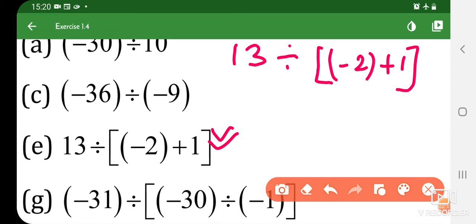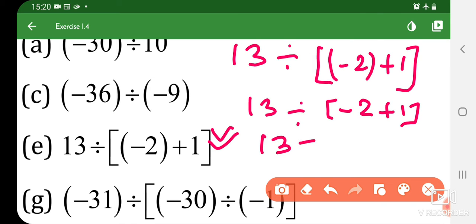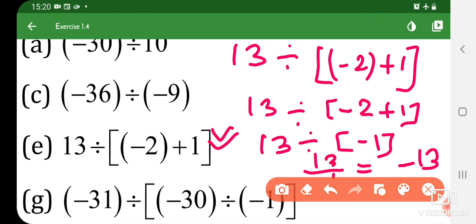Okay. E. Firstly we have to solve this bracket. 13 divided by, open this bracket, minus 2 plus 1. When we add minus 2 plus 1, that means minus 1. When we divide 13 by minus 1, what is our answer? Our answer is minus 13. When we divide 13 by 1, the answer is 13 and here is 1 sign of minus. That's why the answer is minus 13.